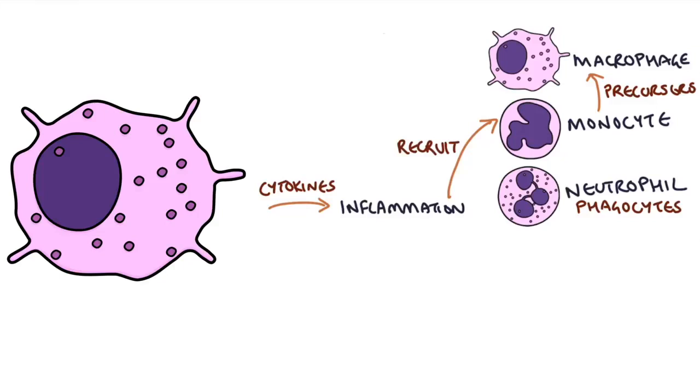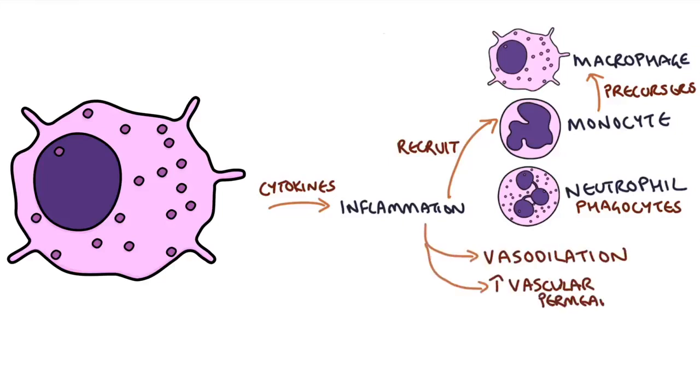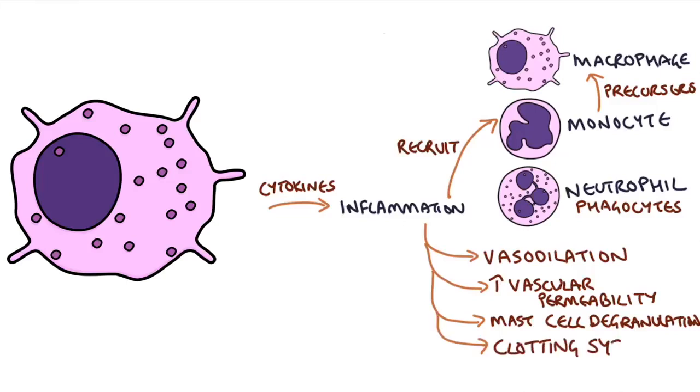The inflammatory response also involves a number of other processes that help to contain and fight the infection. These are vasodilation, increased vascular permeability, mast cell activation and degranulation, releasing more cytokines that further stimulate the inflammatory response, activation of the clotting system, and activation of the kinin system.